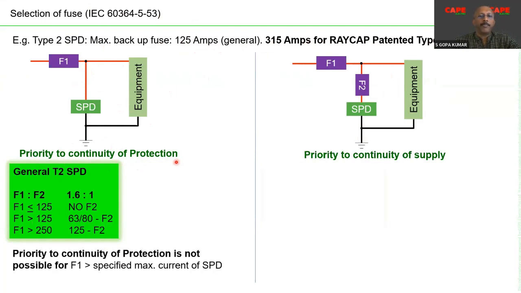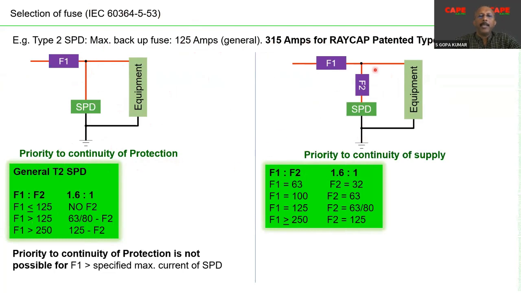Now, the second case. Here, priority to continuity of supply means that under any condition, the supply shall not be interrupted. In this condition, if the F1 is 63 amps, F2 is 32 amps, you always require an F2. If the F1 is 100, F2 is 63. F1 125, F2 63 or 80 amps. F1 more than or equal to 250, F2 is 125 amps.